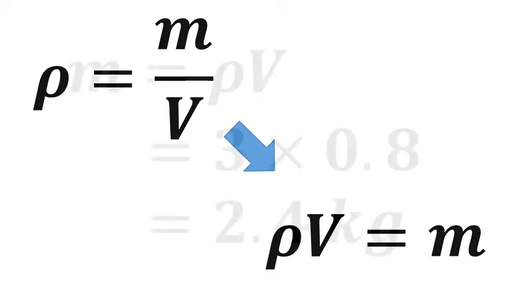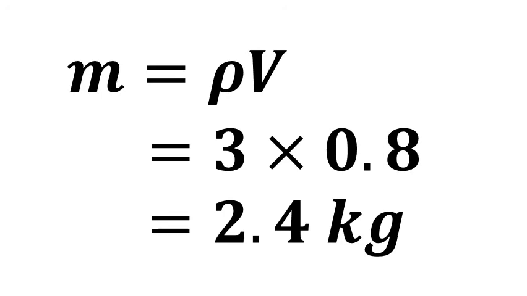And once we do that, we have our working: mass equals density times volume, 3 times 0.8, 2.4 kilograms will give us the answer. Note that in this case, the units were matching. Volume was in meters cubed, density was in kilograms per meter cubed, so we didn't have to do any conversions.